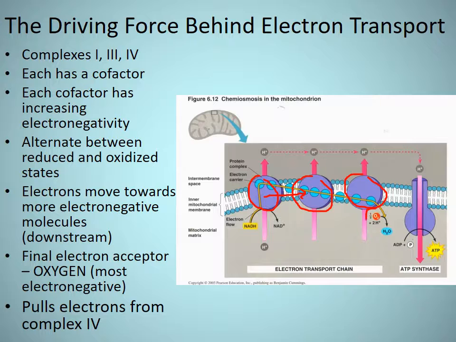Finally, oxygen. Oxygen here is a key player because oxygen has the highest electronegativity for the electrons that are being transported through the chain. So the electrons will actually move to oxygen. Oxygen is the final electron acceptor. What happens when oxygen accepts these electrons? Well, it is converted into water, and we see water here as one of the products of cellular respiration.